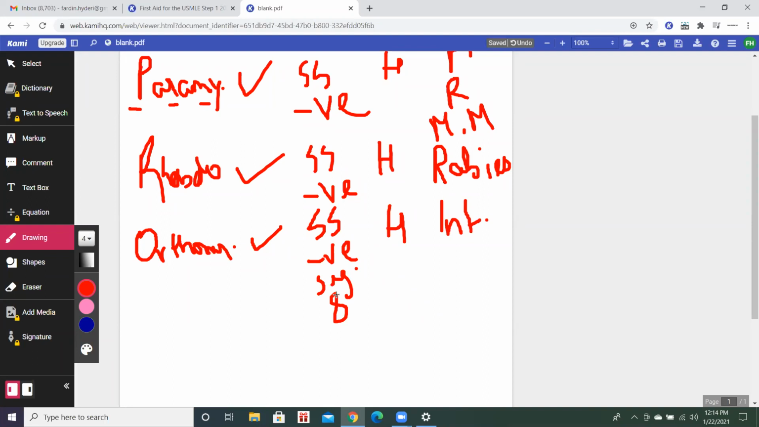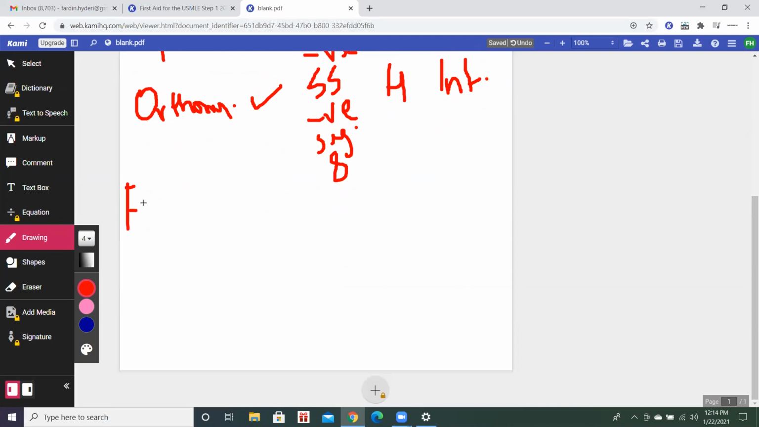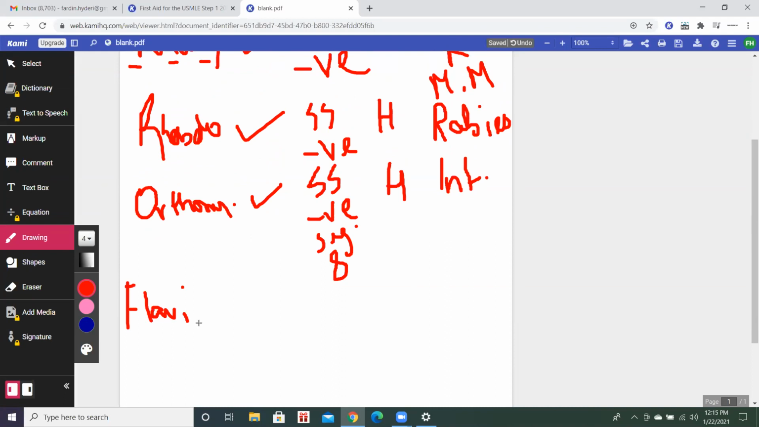Okay. Now let's talk about all the leftover viruses. As far as I remember, there was flavivirus. Let's put flavivirus under our equation. Is it enveloped or not enveloped? CPRH is not enveloped, so this is enveloped. Is it single-stranded or double-stranded? Single-stranded. Is it positive or negative?